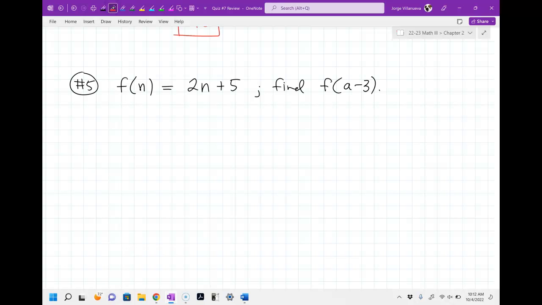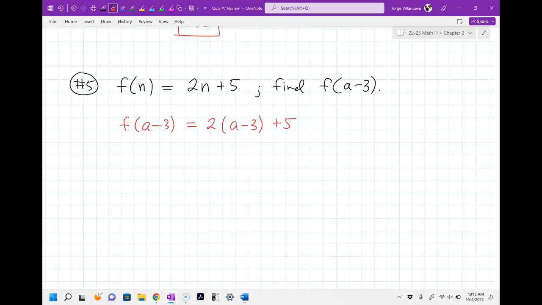All right? So f of n equals 2n plus 5. Find f of a minus 3. So here we go. f of a minus 3 is equal to, it says 2n, so I'm going to write 2 times (a minus 3) plus 5. Instead of n, I just put a minus 3. All you have to do now is distribute and solve.